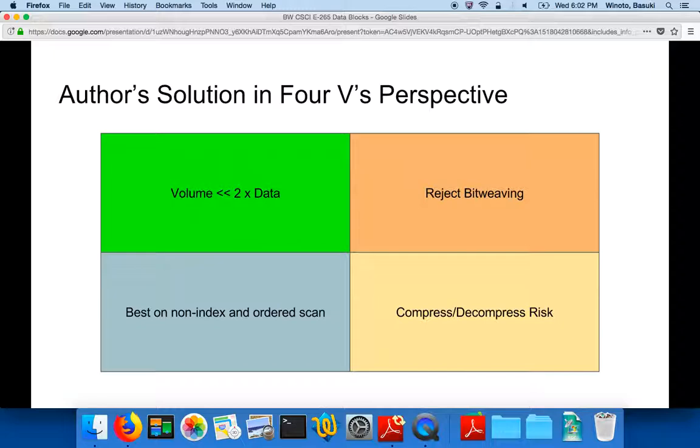And because it utilizes compression, there is a risk in compression and decompression. The main concern is of course changing the format from compressed to uncompressed. If there is any potential data loss there, it's certainly a non-favorable situation. And then from the velocity perspective, the data blocks, as shown in the performance measurement, are best for non-index data sets and ordered data sets, because the combination of data blocks and positional SMA helps with improving the scans.